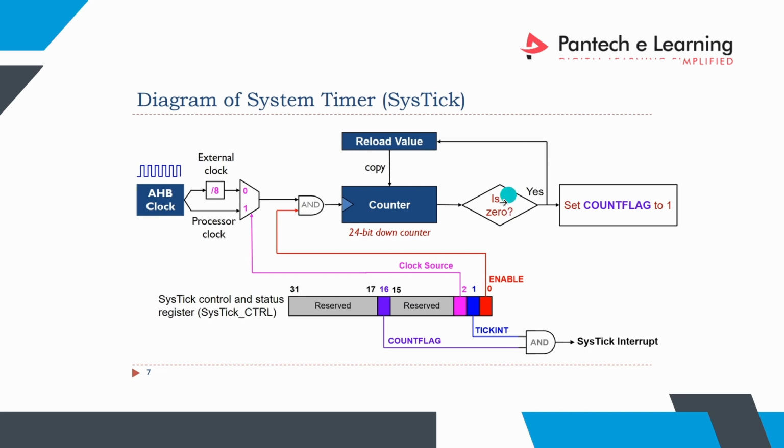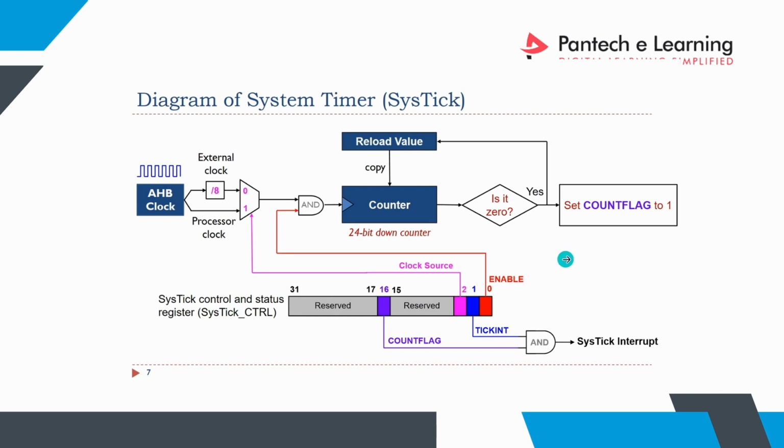When it attains 0, it gives an interrupt and sets the count flag. The 16th bit is the count flag, so it will set the count flag to 1. Then, if I enable this, we can use this system clock in two ways: one is the interrupt way and the other is polling.